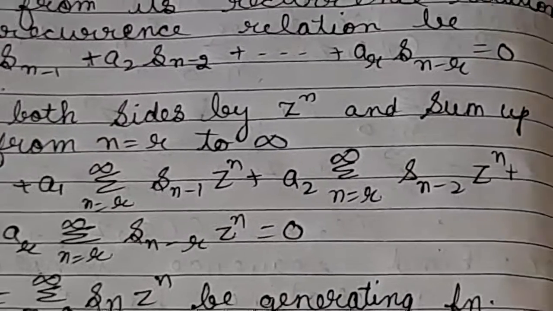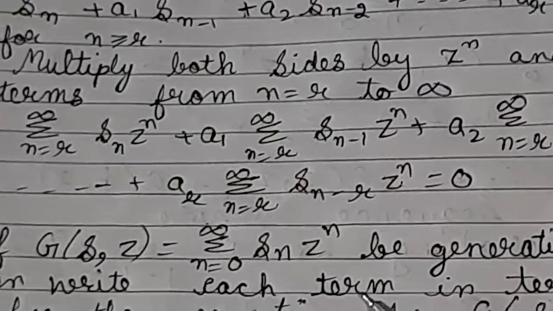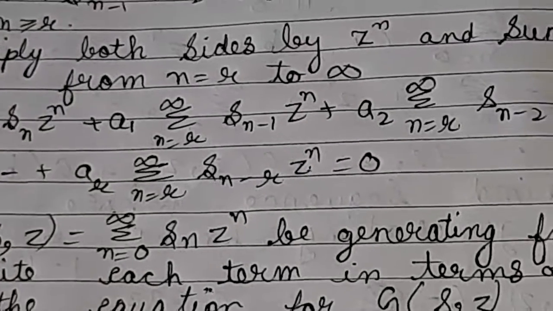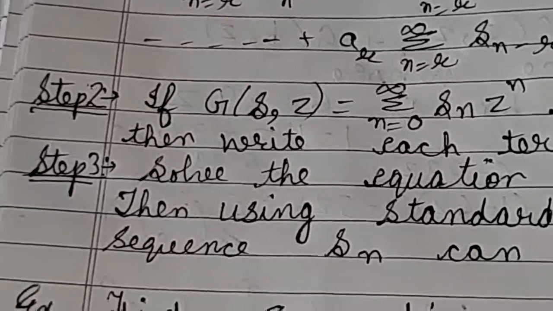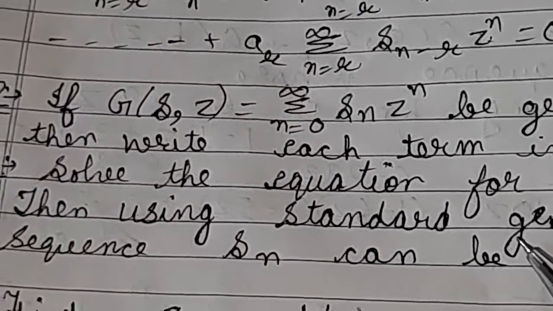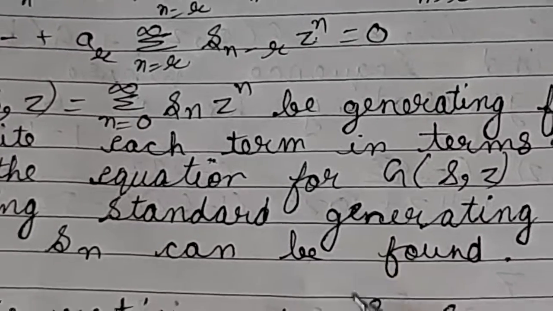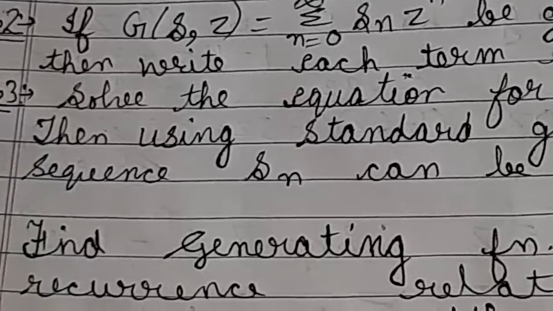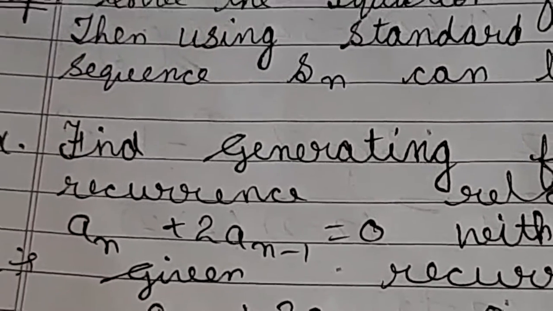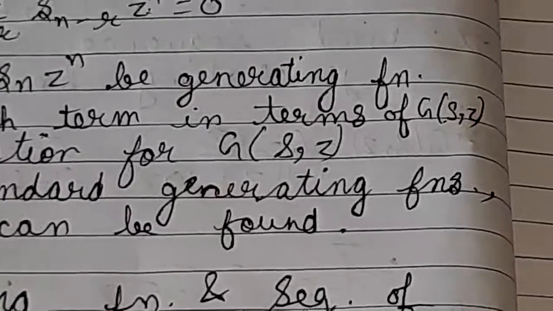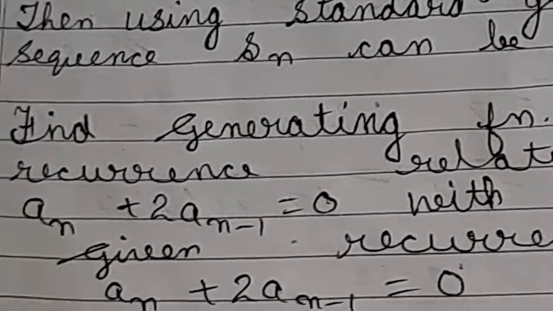The next step is to write each term in terms of G(z), and the last step is to solve the equation for G(z) and find Sn. Let us explain this with an example. The question is: find the generating function and sequence for the recurrence relation an + 2an-1 = 0 with a0 equals 3.